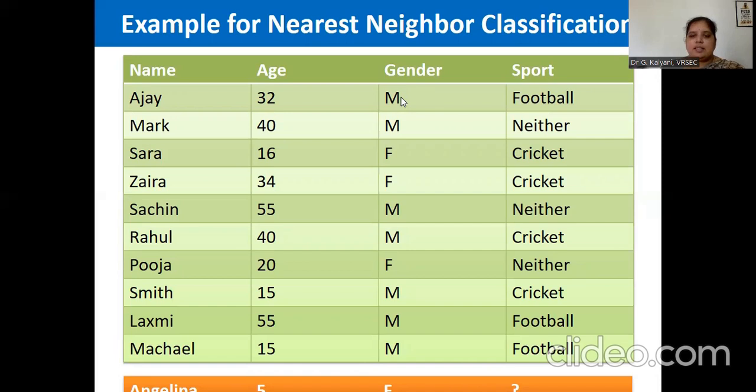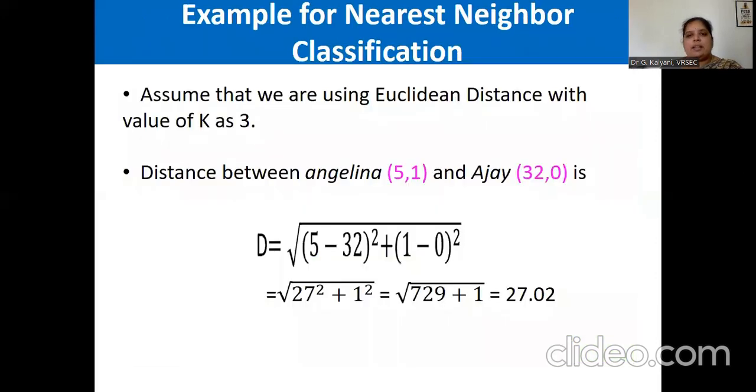And the given test instance is age is 5 and the gender is female. So the Euclidean distance calculation between these two. Because of the given training instance gender is male, it is replaced with 0, and for the given test instance it is female, so it is replaced with 1. That's why the instance Ajay is 32,0 and the given test instance Angelina is 5,1.